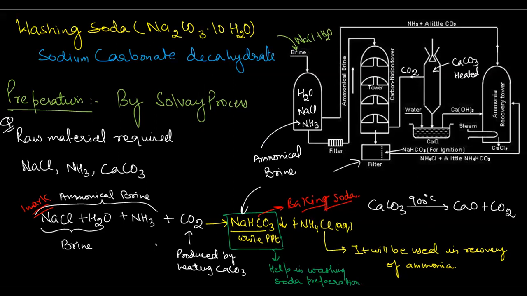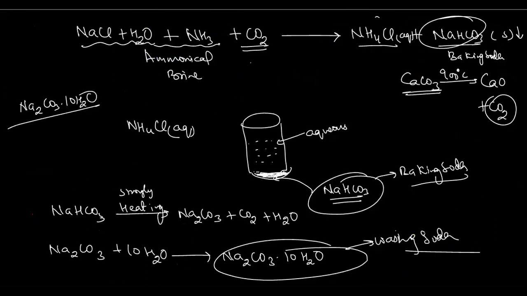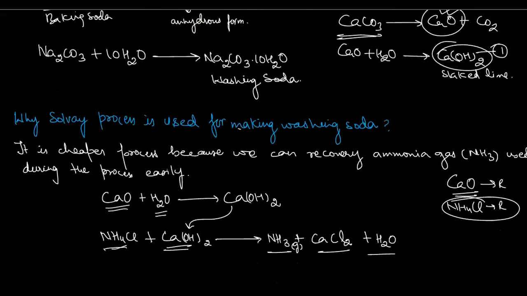So sodium hydrogen carbonate is used in the preparation of washing soda, but the ammonia can be recovered. How can it be recovered? This is the ammonium chloride, और इसको जब हम लोग पानी से ट्रीट कराते हैं तो we will get calcium hydroxide. इन दोनों की रिएक्शंस करा देंगे. So we do the reaction between the ammonium chloride and the calcium hydroxide.